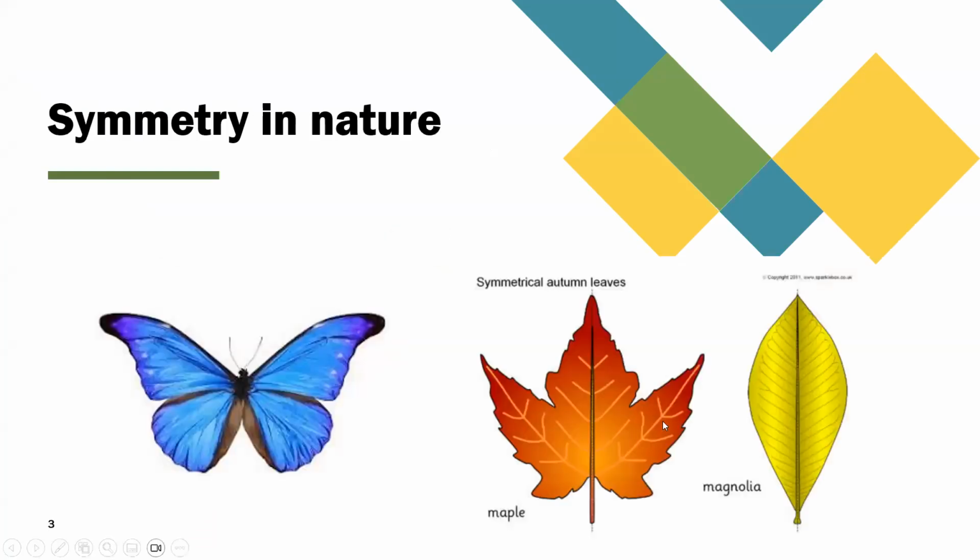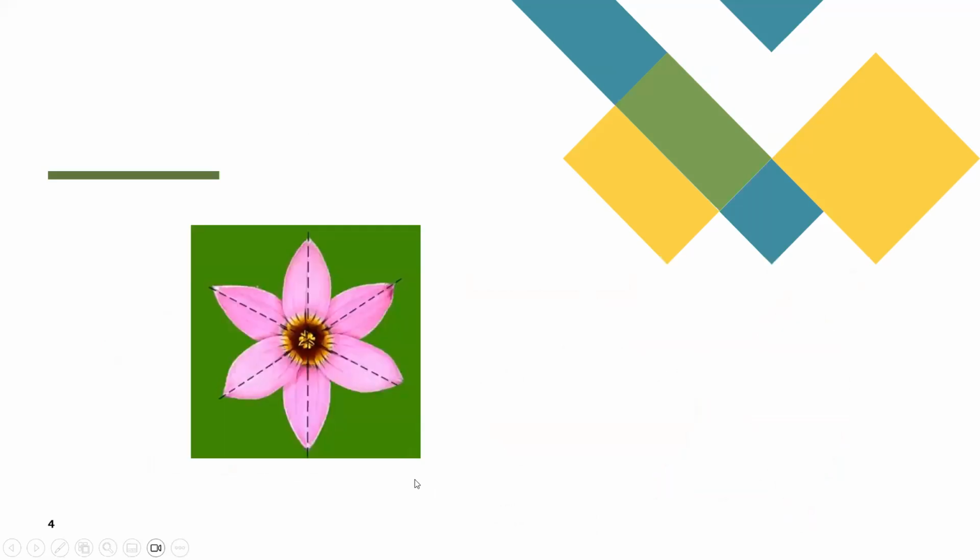Similarly, now here, symmetry in nature, we get the leaves, right? This is the maple leaf and magnolia. By looking at all these things, you can see there is something, and we call it symmetry. Those are symmetrical objects, right? The butterfly is symmetrical. The maple leaf is a symmetrical one, right? So you have seen several things.